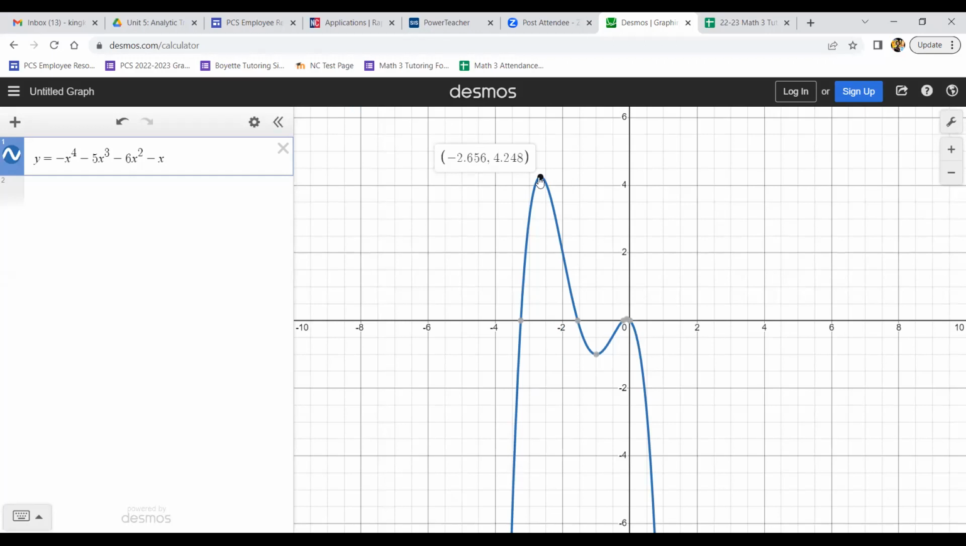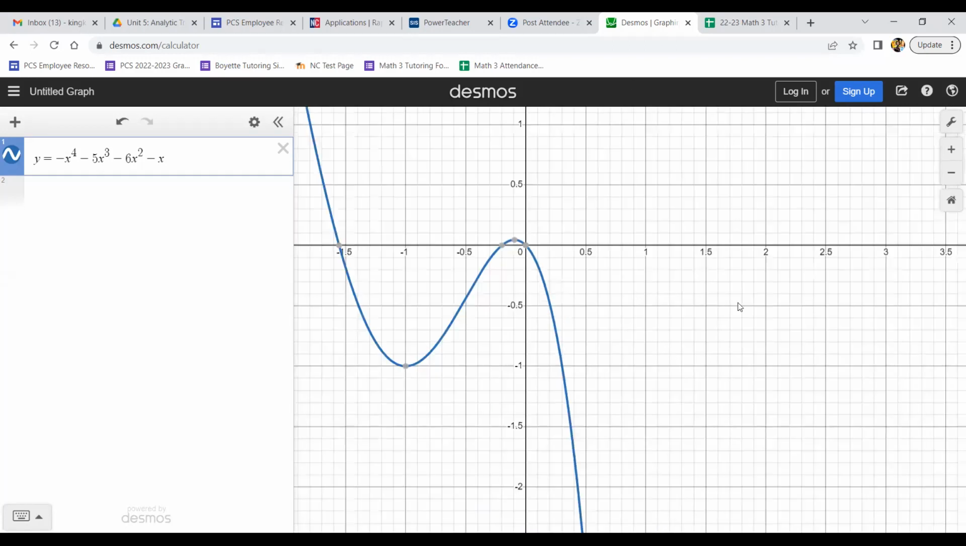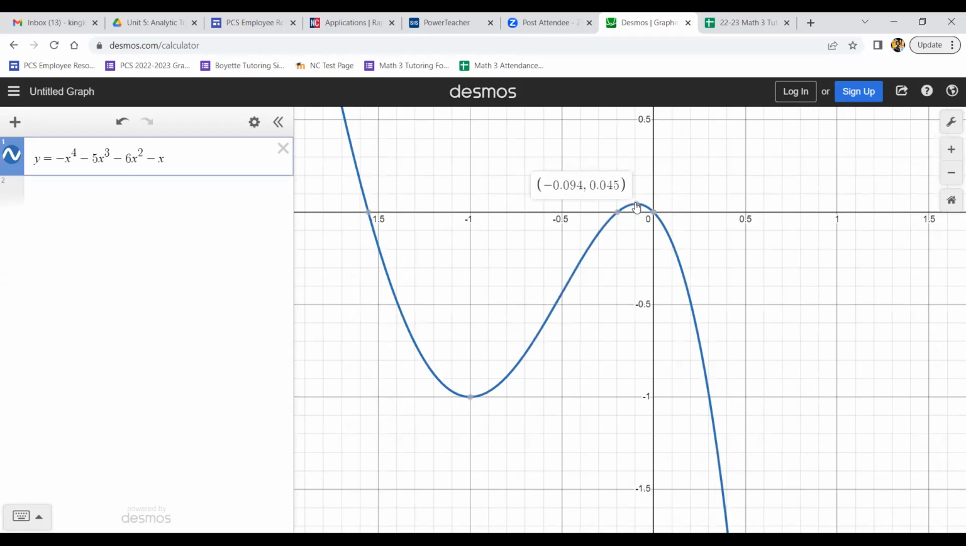Negative 2.656, comma 4.248. Okay, so that's the first mountaintop I wrote down. Now I need to make sure I got the points for this mountaintop. Okay, so negative 0.094, comma 0.045. Okay, so I've got the two mountaintops written down.